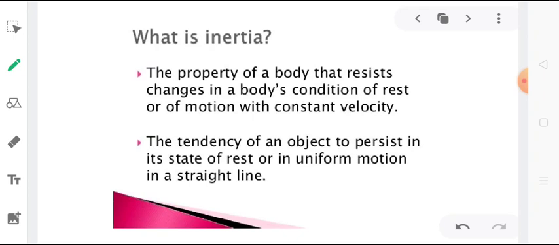So this inherent property of any object to continue in its state of rest or uniform motion in a straight line, and to oppose any change, resist any change in its state of rest or motion with constant velocity, is given the name of inertia. And on what factor does it depend? It depends on mass. More mass means more inertia, less mass means less inertia.